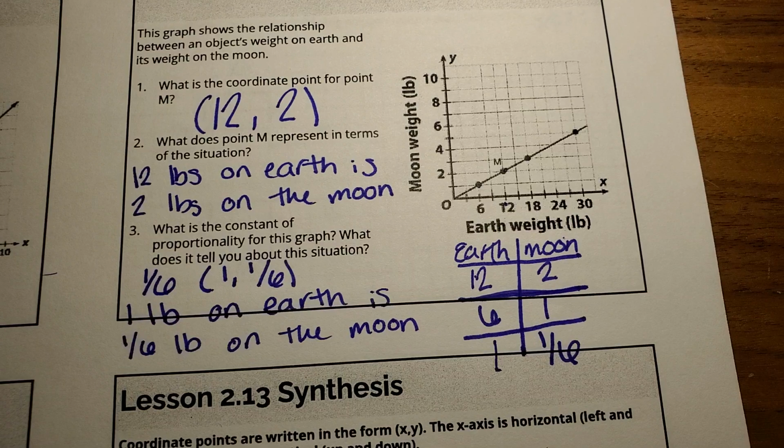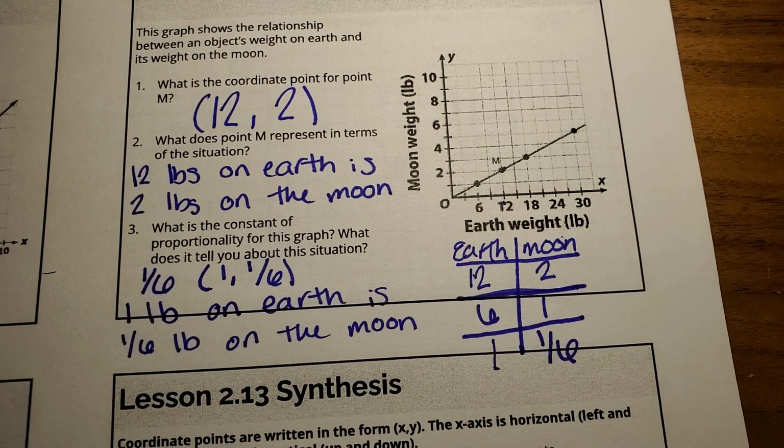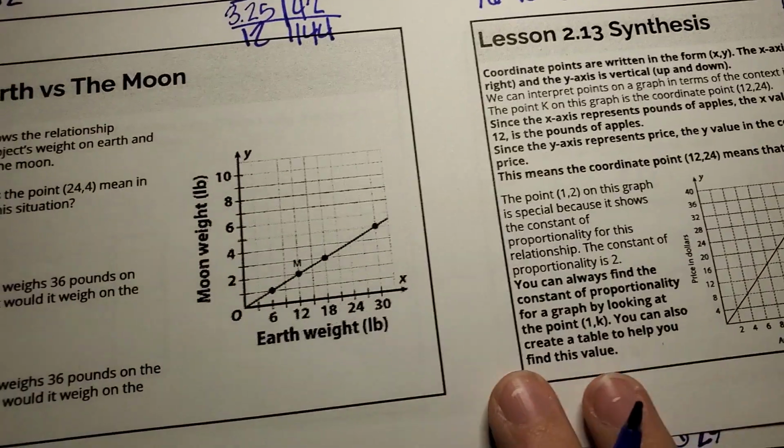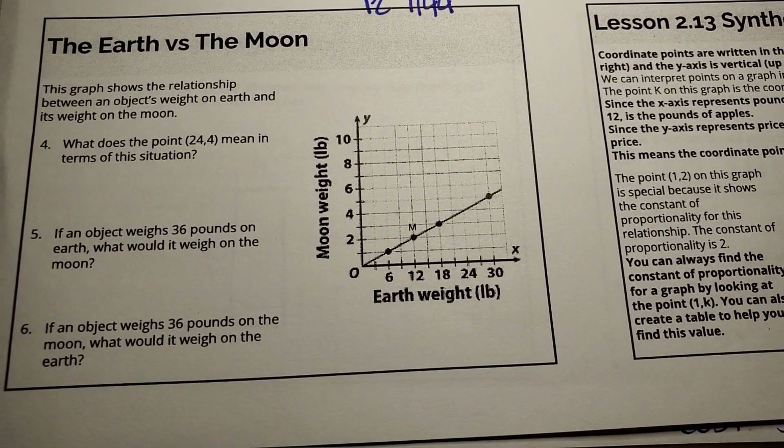Great job. Now, let's go ahead and move on to our very last slide. Same graph, new problems. What does the point 24 mean? If an object weighs 36 pounds on Earth, what would it weigh on the Moon? And if an object weighs 36 pounds on the Moon, what would it weigh on Earth? Pause here, try these problems, come back once you're ready.